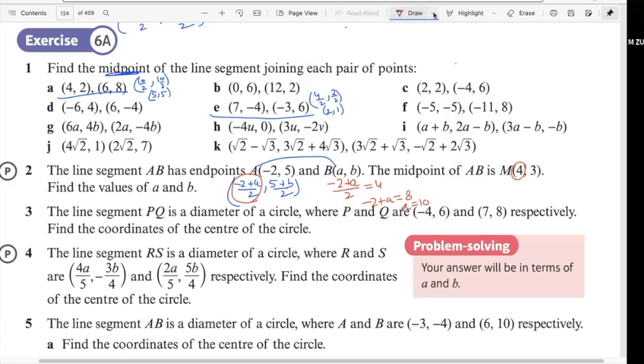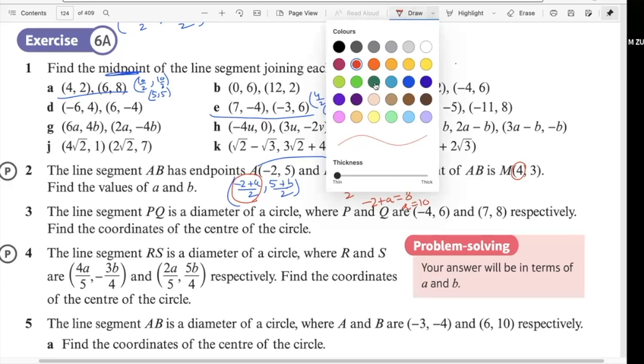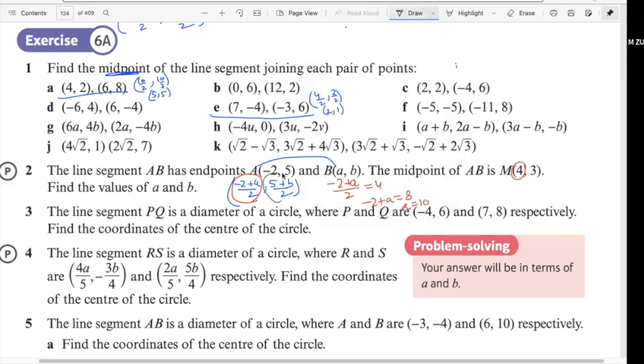Solving for b, we already know that the midpoint's y coordinate is 3. So 5 plus b by 2 is equal to 3. 3 times 2 is 6. So b is equal to 1. a is 10 and b is 1. In the previous question, both points were given and we found the midpoint. In this question, points are missing and the midpoint is given.